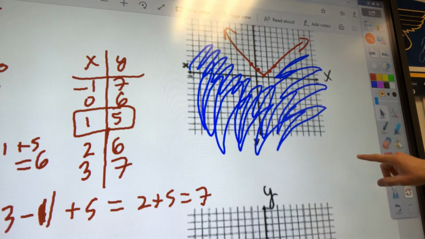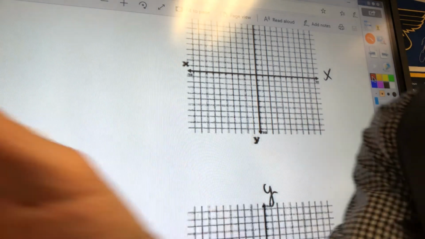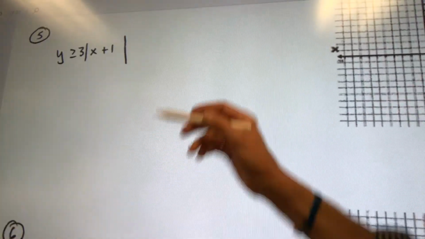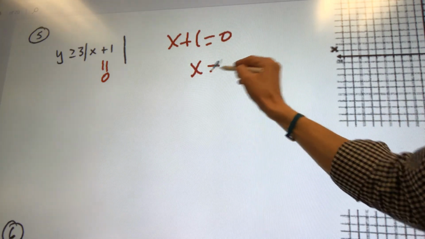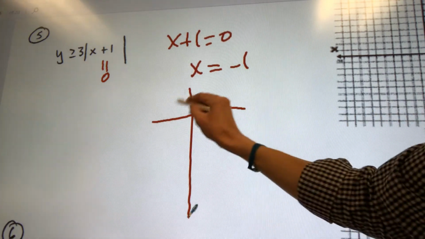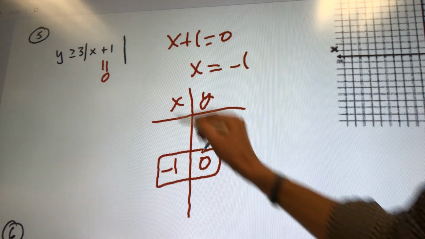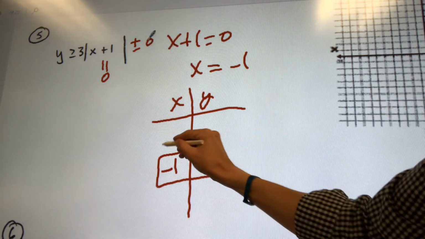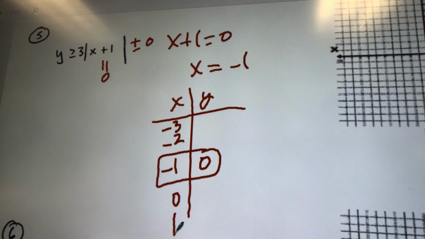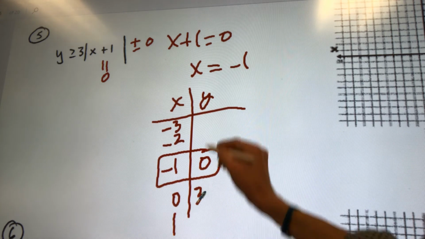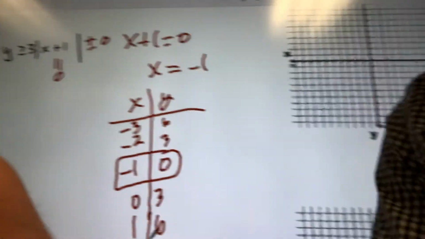And number 5. Set what is inside the absolute value equal to 0. X is a negative 1. 0. Plus or minus nothing. 1 to the left, 1 to the right. 2 to the left, 2 to the right. The slope is 3, so if you're in honors algebra 2, we should feel comfortable doing that, and we're ready to go. These can be quick if you start noticing some things.